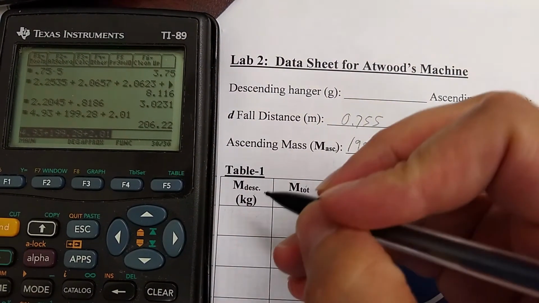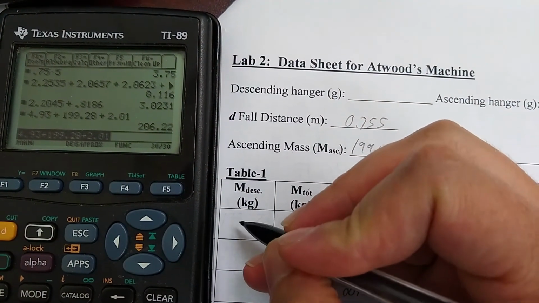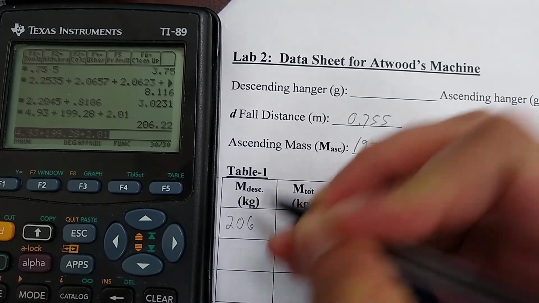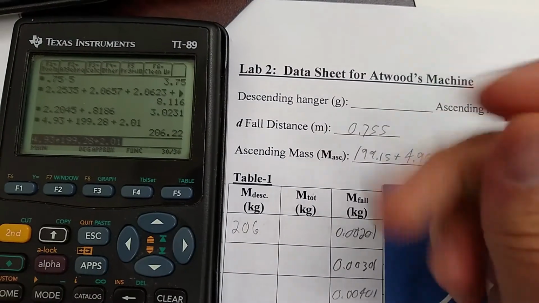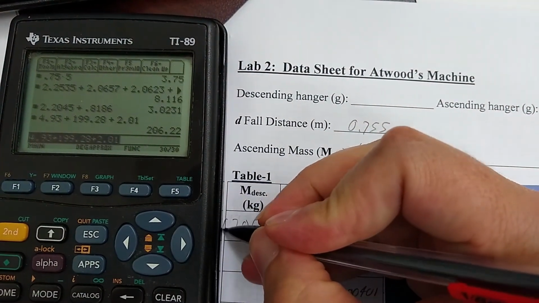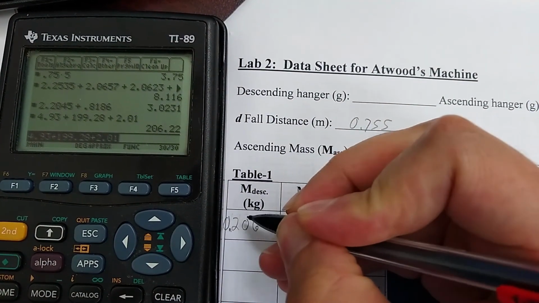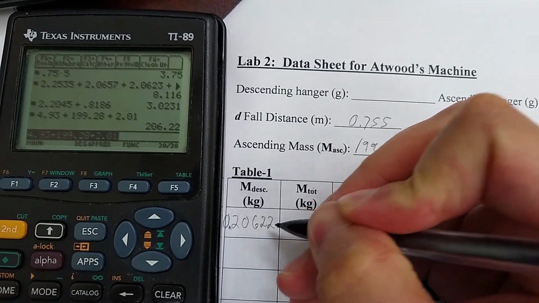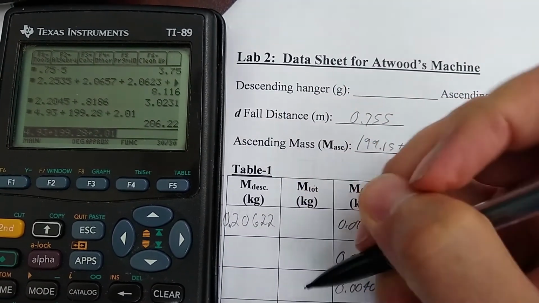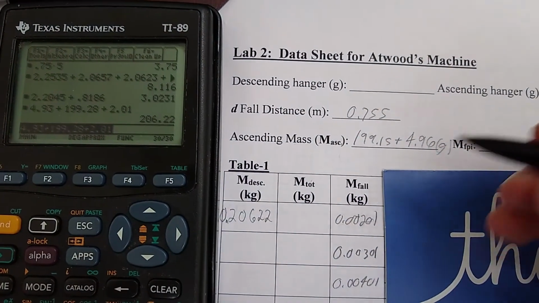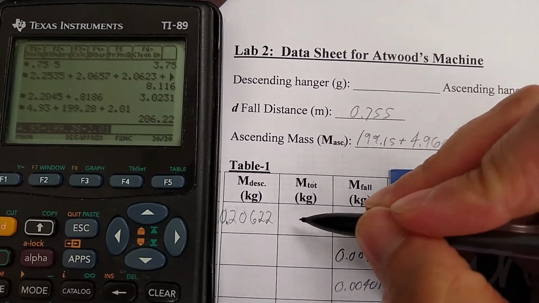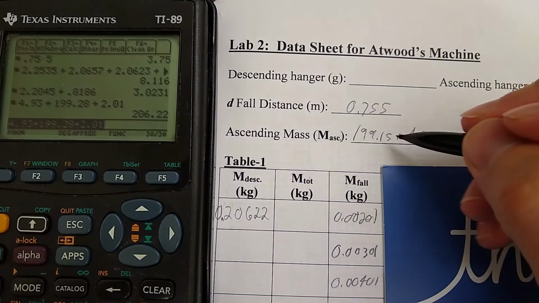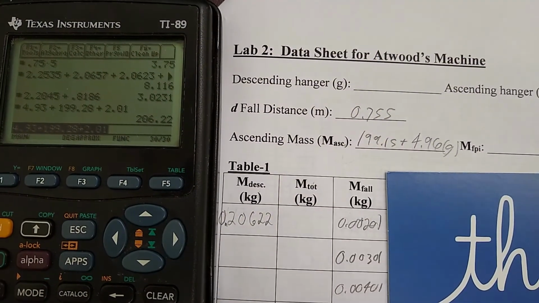Alright, so on here we have 206.22 for the first value in the table. Now it's kilograms, oops, so put a 0 point right there, 0.20622. Now that's 5 significant figures. That's way more than enough significant figures. But there they are. Now the M total is going to be the ascending mass plus this.